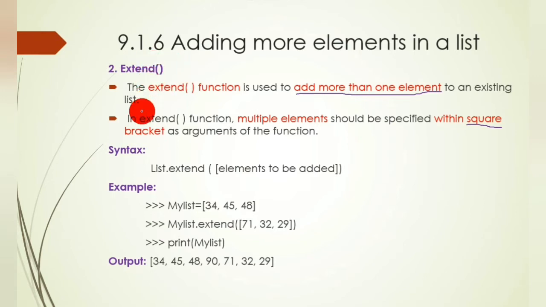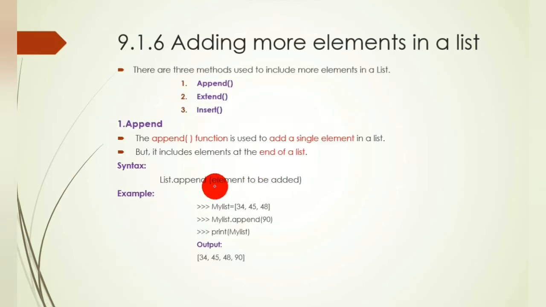That elements are given within the square brackets. Okay, now you can see the syntax. list.extend within parentheses, you have to specify the elements to be added. See the syntax carefully here. Elements to be added. In the previous example, what was given within the bracket was the element to be added.